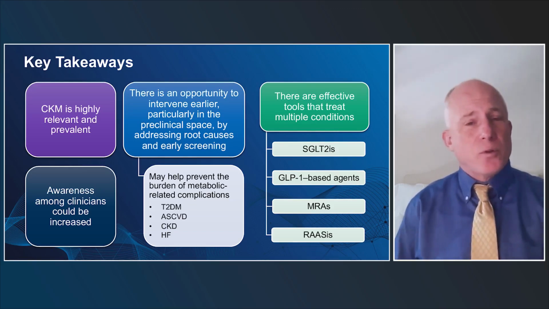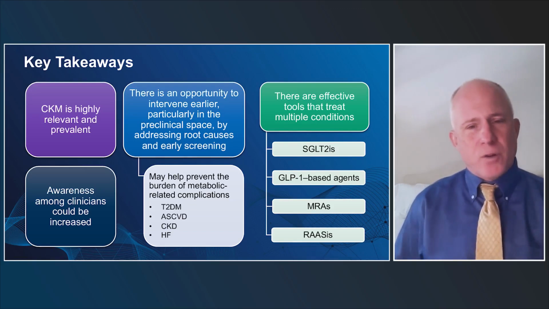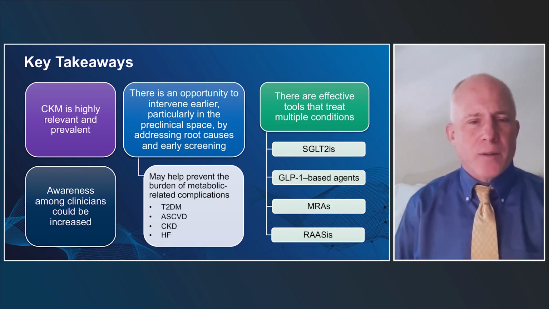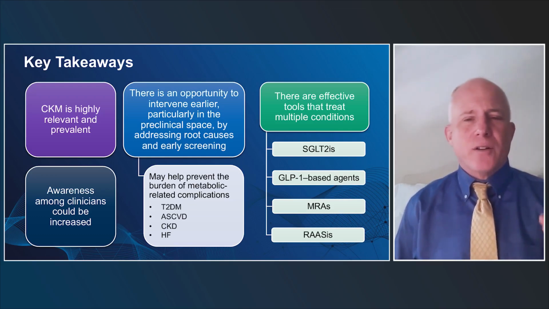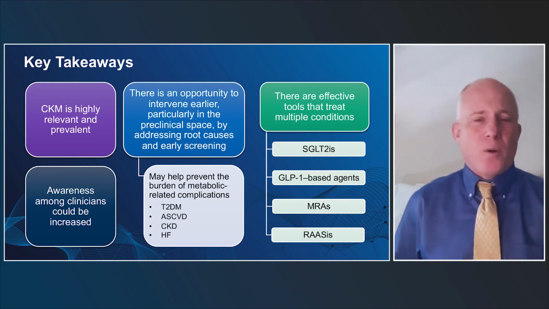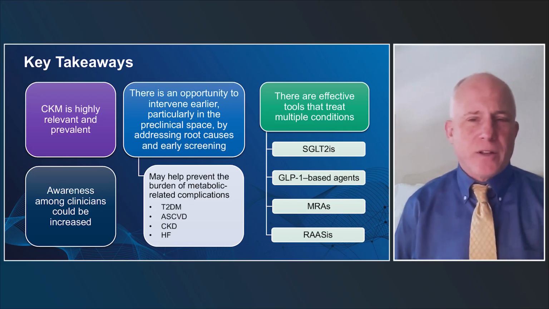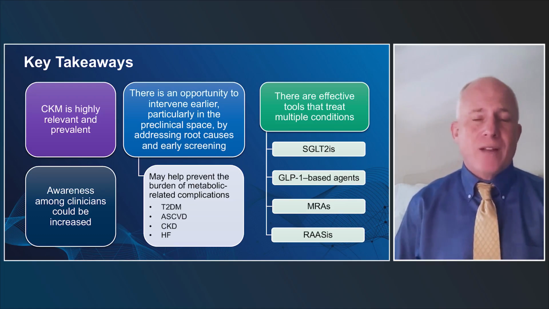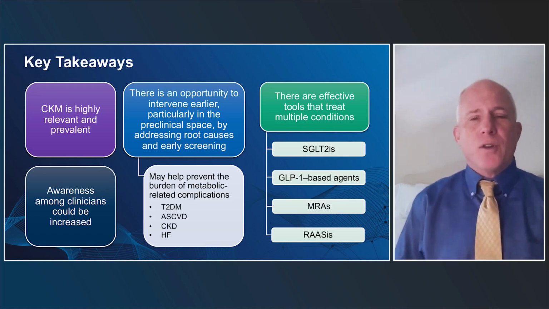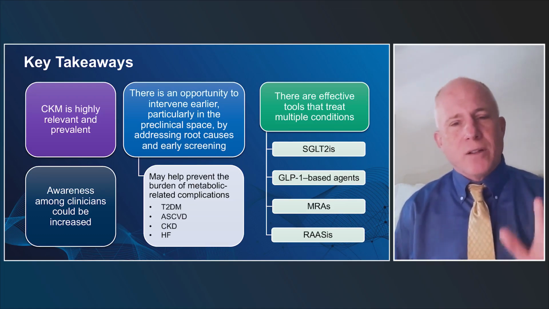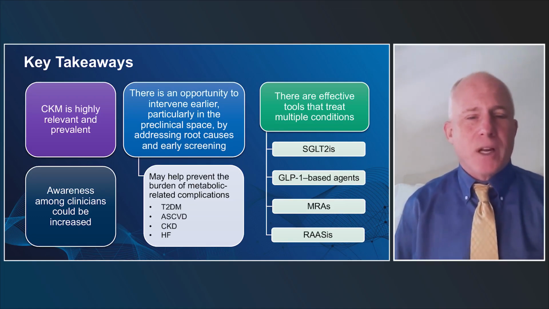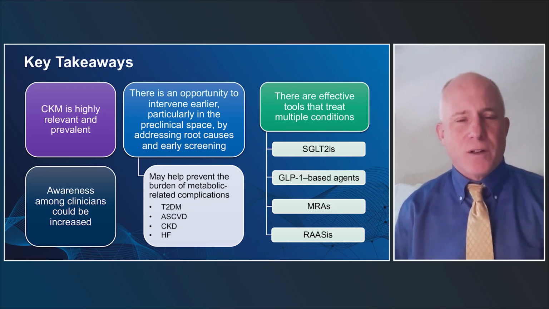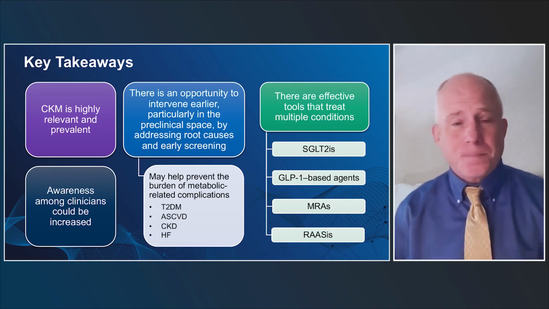We need to be able to screen in that stage 0 and stage 1, address excessive adiposity earlier in the process, and then really start to say, what can we do to prevent someone from developing clinical disease, both through screening with novel and existing tests and biomarkers, but then also trying to treat to prevent the burden of metabolic-related complications, such as type 2 diabetes, heart disease, kidney disease, and heart failure, and MASLD.